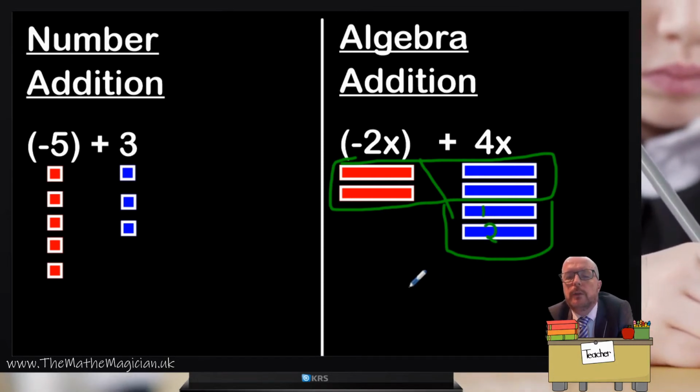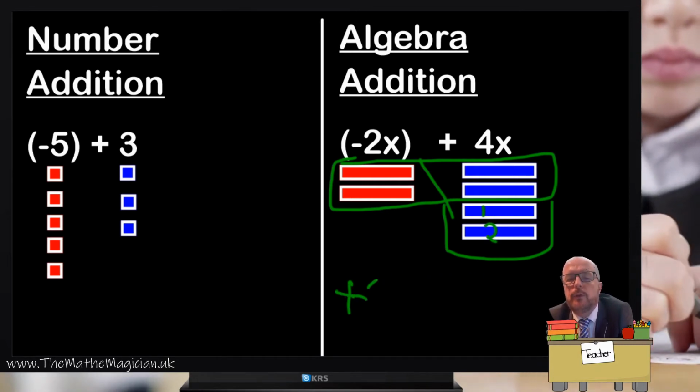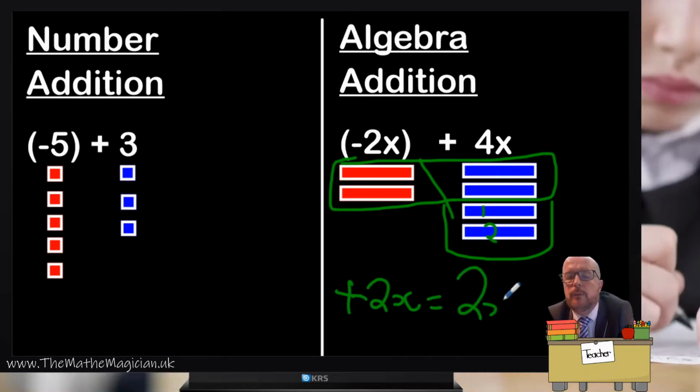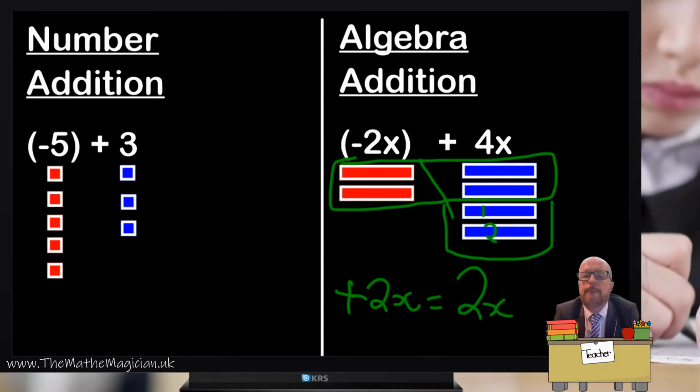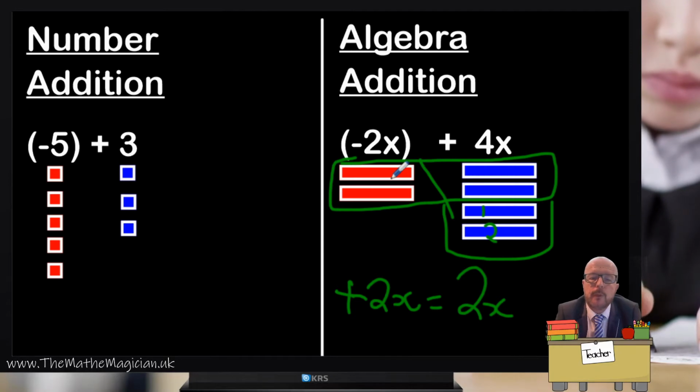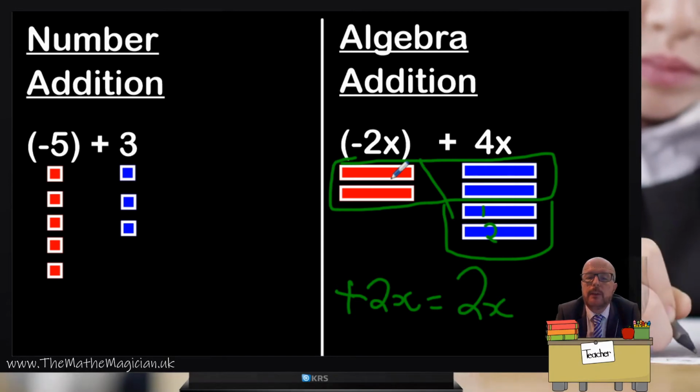2 blue ones. It's going to give me a positive 2x, which is exactly the same as just 2x on its own. Did you get that? How did you do? Remember that hard work and determination equals success.